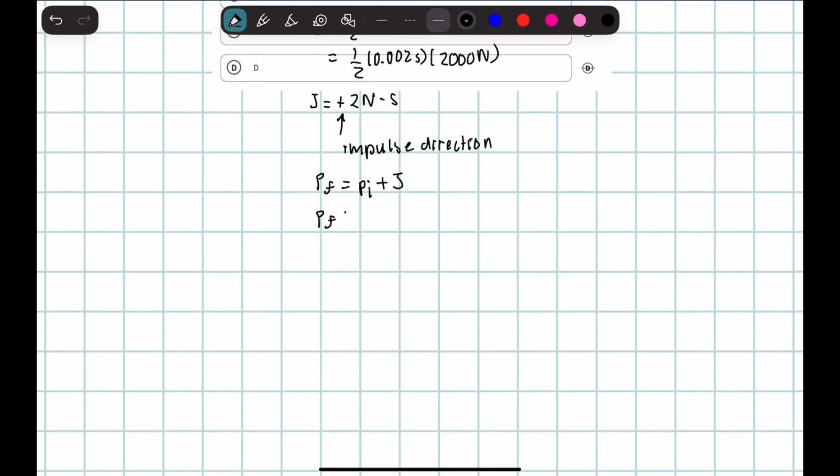So that means Pf is going to equal negative 2.5, it's supposed to be J plus 2. So that's going to be equal to negative 0.5 kilograms times meters per second.